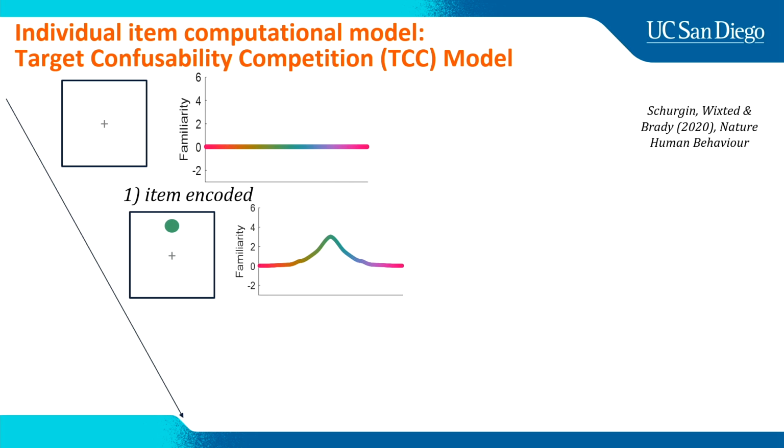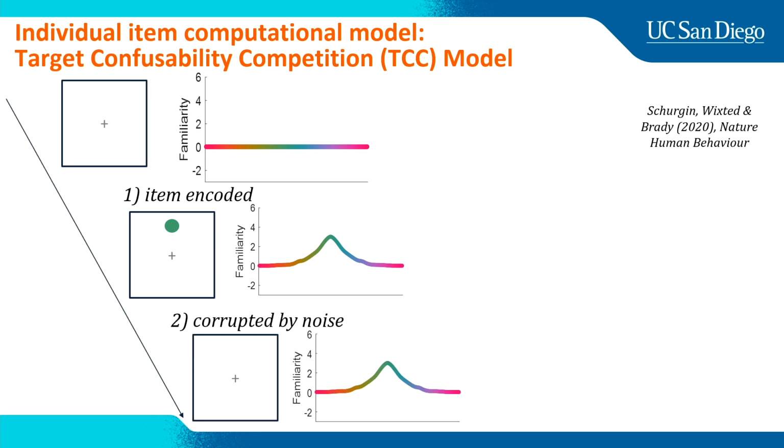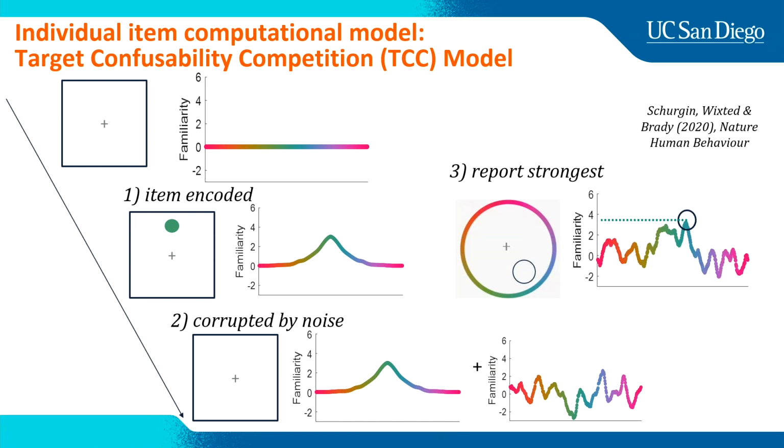The colors that are far from green get no boost at all, but the colors that are similar to green get some boost. This reflects the core prediction of the model, which is that familiarity is a direct function of psychophysical similarity. Finally, because memory is noisy, correlated noise accrues over this familiarity signal with time. So a highly similar color to green can sometimes exceed the target by chance. In the end, you just pick whichever color produces the maximum familiarity signal.